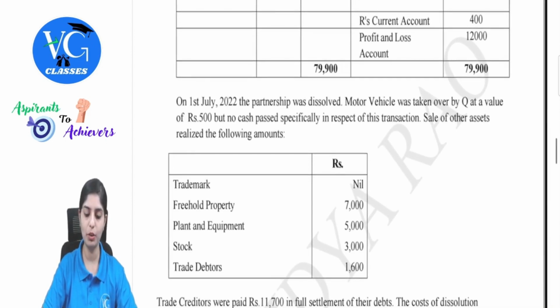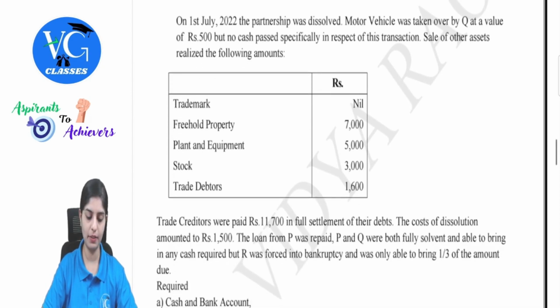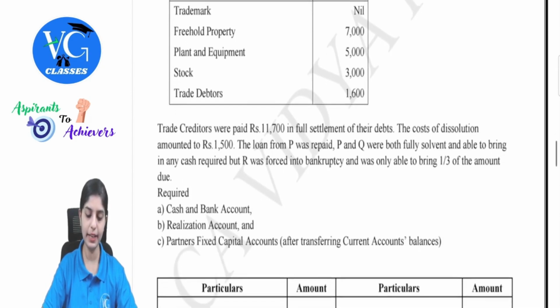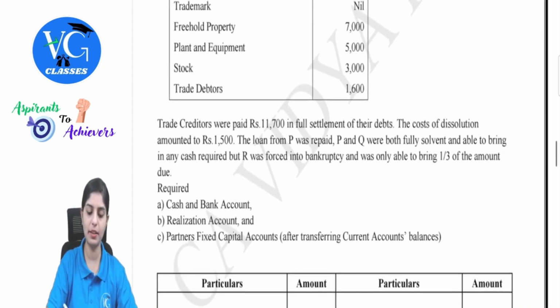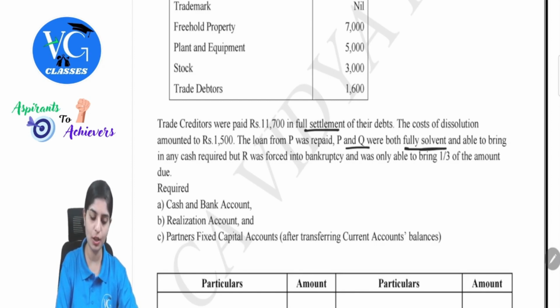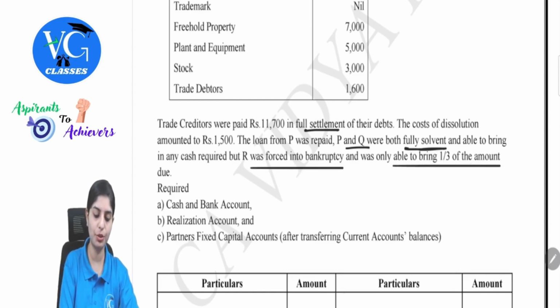Further, on 1st July, the partnership was dissolved. Motor vehicle was taken over by Q at a value of 500, but no cash passed specifically in respect of this transaction. Sale of other assets realized, so they are giving us the details. Trade creditors were paid 11,700 in full settlement of their debts. The cost of dissolution amounted to 1,500. Loan from B was repaid. P and Q were both fully solvent and able to bring in any cash required, but R was forced into bankruptcy and was able to only bring one third of the amount due.